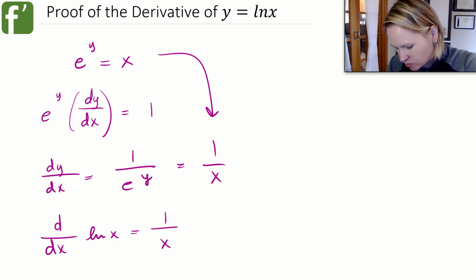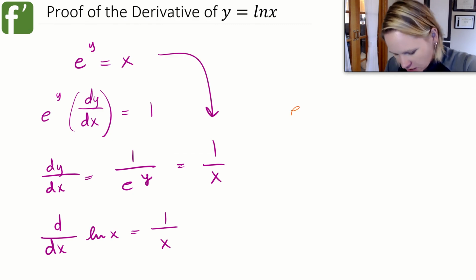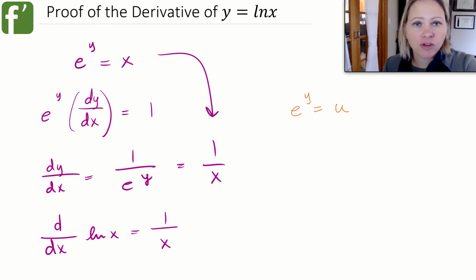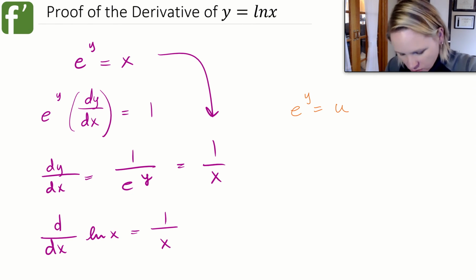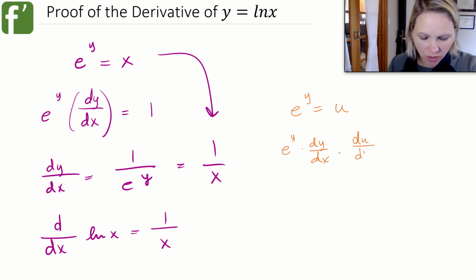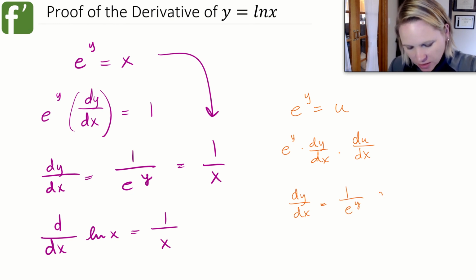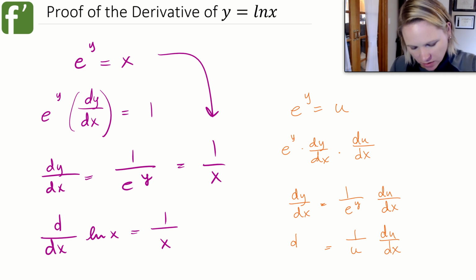Now, if you have a chain rule problem, don't forget that if you let e to the y equal u and you're differentiating with respect to x, your result would look like this: e to the y dy dx equals 1 times du dx, because remember that's something other than the letter x. So dy dx is 1 over e to the y times du dx. Well, if e to the y is whatever function of u, you put it back, times du dx. That's just your chain rule, right?